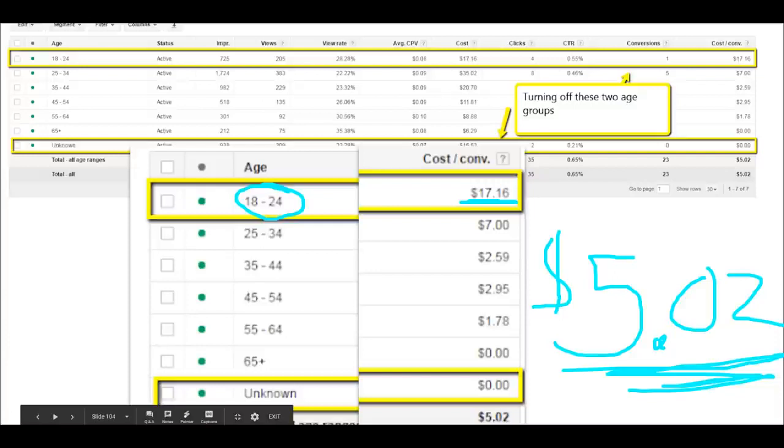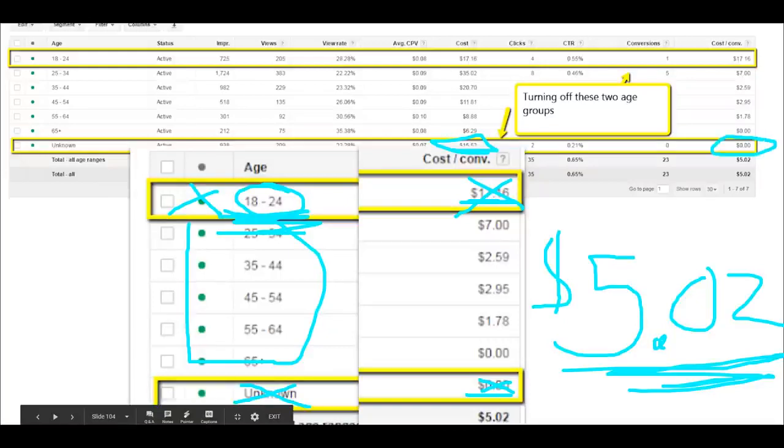Again, I'm still not making money from sales yet, but I am looking at whether I'm collecting email addresses cheaply. And that doesn't work out. So what I would do is turn off 18 to 24-year-olds so I could spend more money on people in other age ranges that are working. I'm also noticing that I'm not making money with people of an unknown age range. I spent $15 and I made $0. So that's something I'm going to be turning off. I'm turning off the unknown age category.